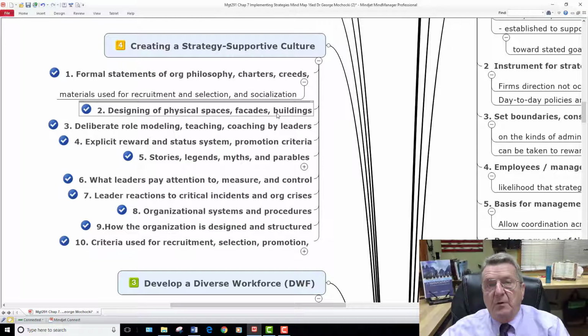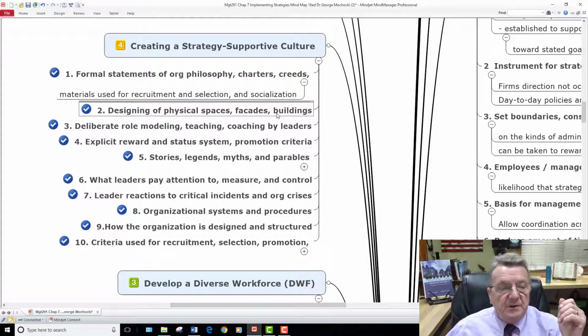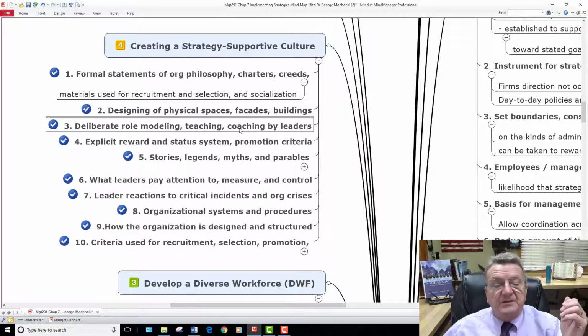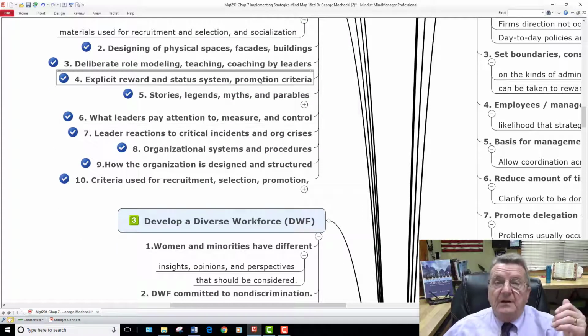Do I want an open space? Do I want walls? A lot of things are open space. That's good for communication, but it gets noisy. Some people need quiet. All right, so it depends on the organization. Okay, deliberate role modeling, teaching, coaching by leaders, explicit reward and status system for promotion. You know, you promote as long as you're meeting the goals, all tied in.